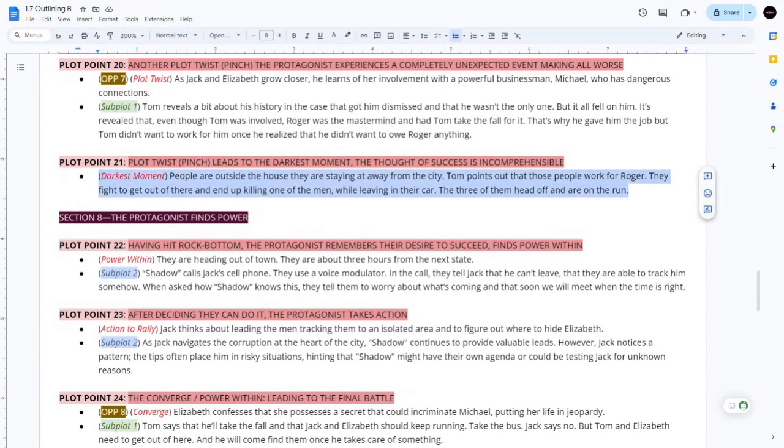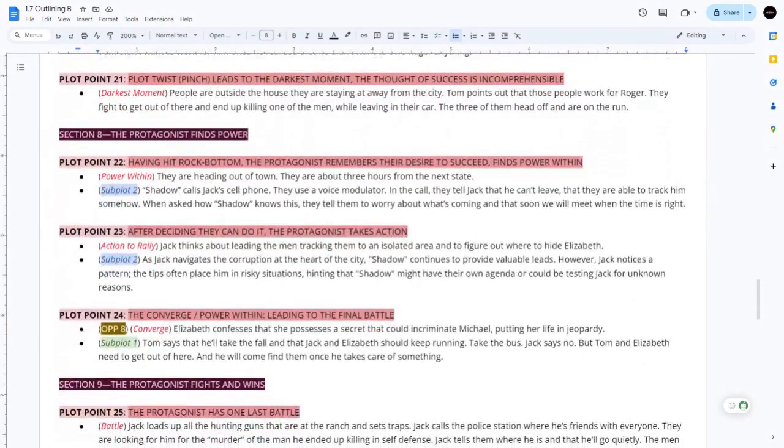Plot point 21. People are outside the house they are staying at, away from the city. Tom points out that those people work for Roger. They fight to get out of there and end up killing one of the men while leaving in their car. The three of them head off and are on the run. So that's the darkest moment, being forced out of their way, which brings us to having hit rock bottom.